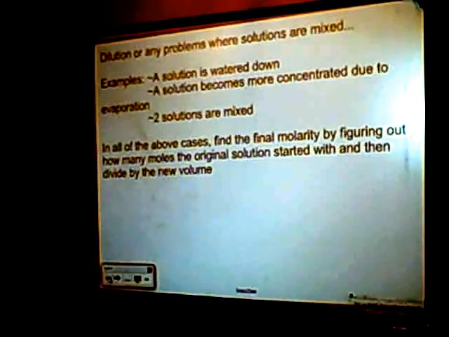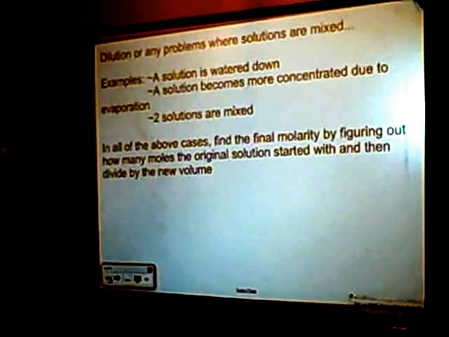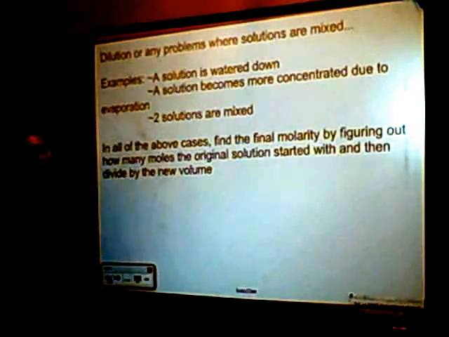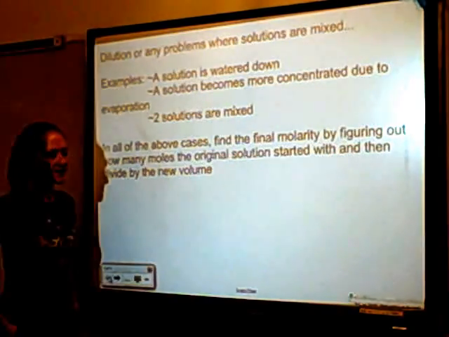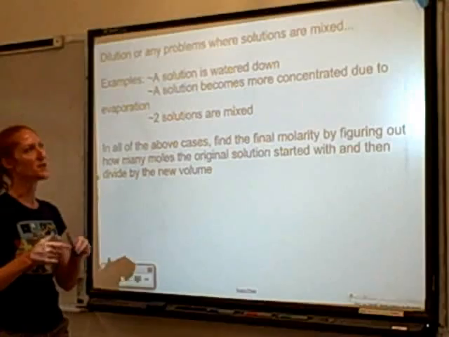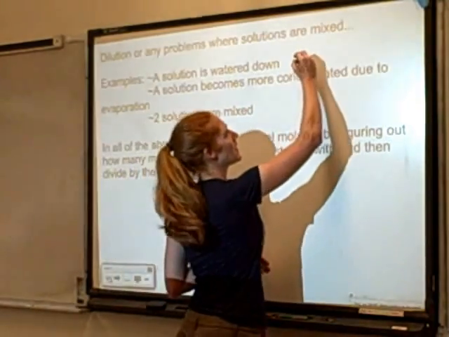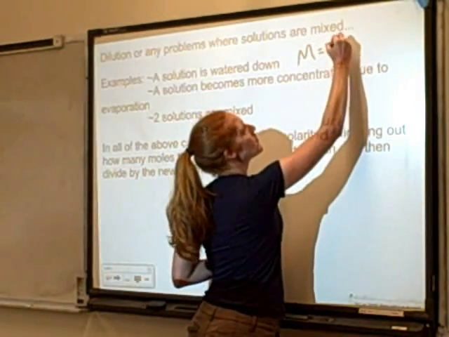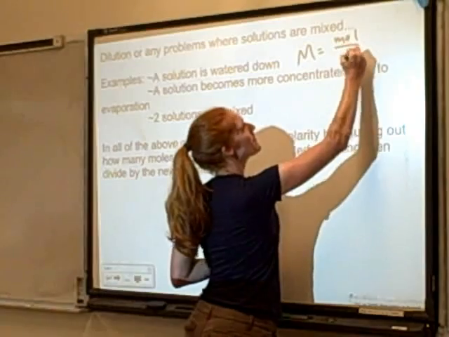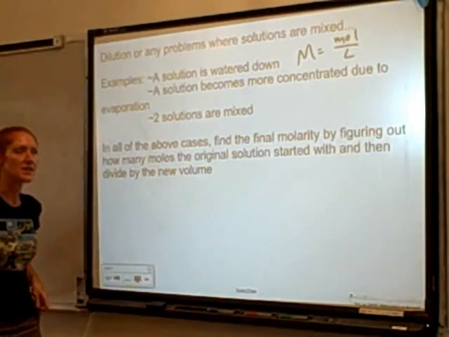Dilution problems or any problems where solutions are mixed. When you dilute something, you're watering it down, you're adding water to it. So we've been looking at molarity. Molarity is the ratio of moles to volume, so it's how many moles per liter you have. So how many moles per liter are present in a solution.